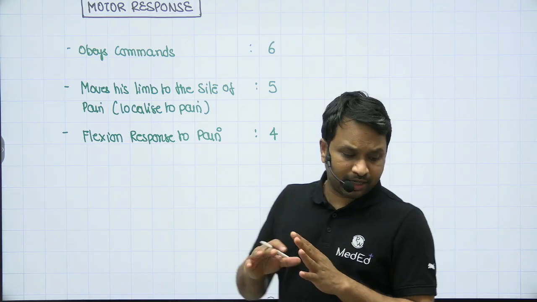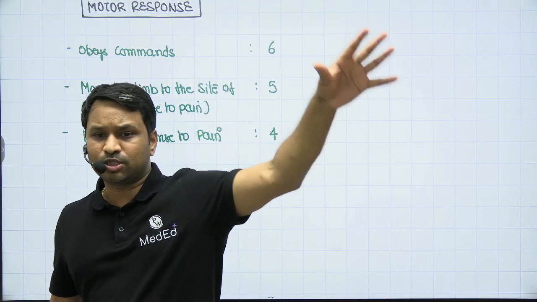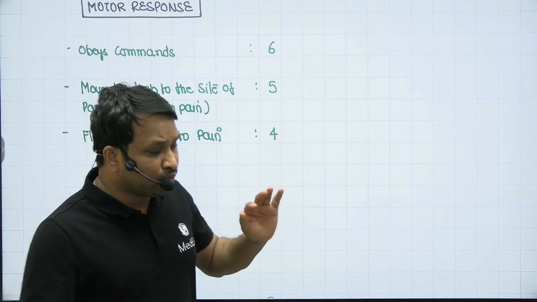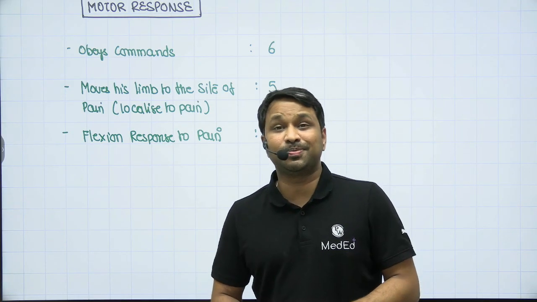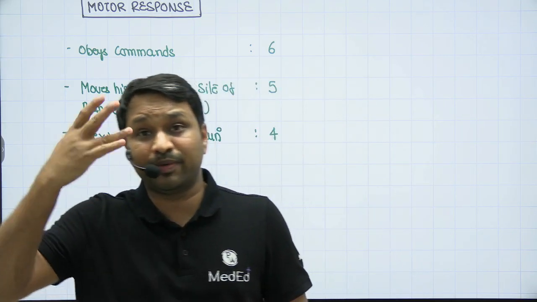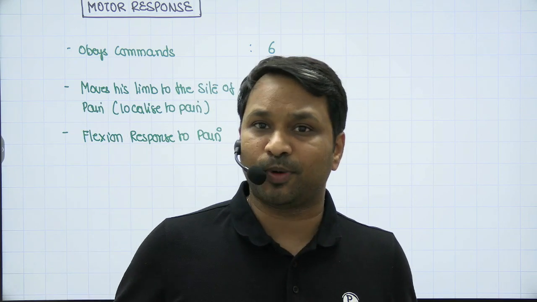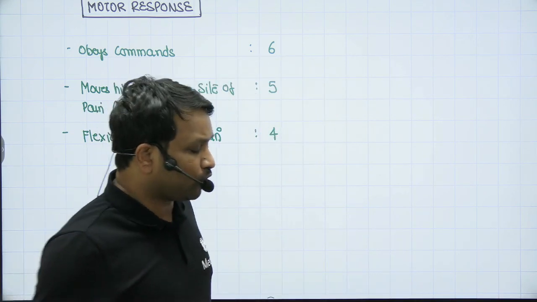Now, until this point it is fine. Patient obeys all the commands, a score of 6. If he moves to a side where the pain is occurring, a score of 5. If there's a flexion response but is not able to reach all the way to the site of the pain, so there's a purposeful response but not a complete response, then a score of 4 is given.